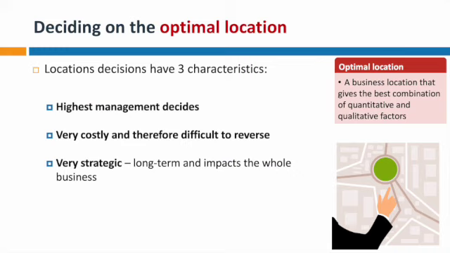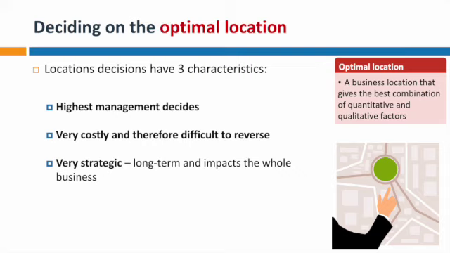Now, the three characteristics of location decisions: the highest management are the people that decide about this decision. It's very costly to reverse this decision and therefore very difficult. So once we choose a location, we're basically going to be stuck with it for a very long time.